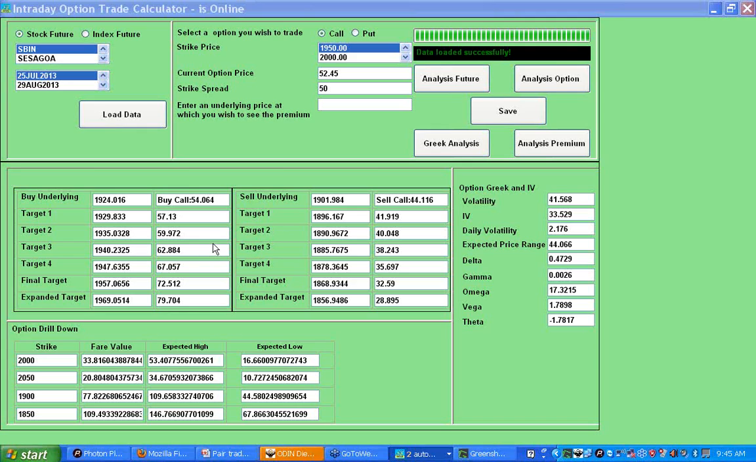Sometimes, because of the implied volatility factors, it may not be in line with these things. Whenever you are trading in options, stick to the option entry prices. Whenever the option comes to its entry price, you think of initiating the trade. So 54 it is telling you, 52, 45 it is quoting now. This is a call option, and we are close to the buy entry. Keep a stop loss of 44 and initiate this trade.